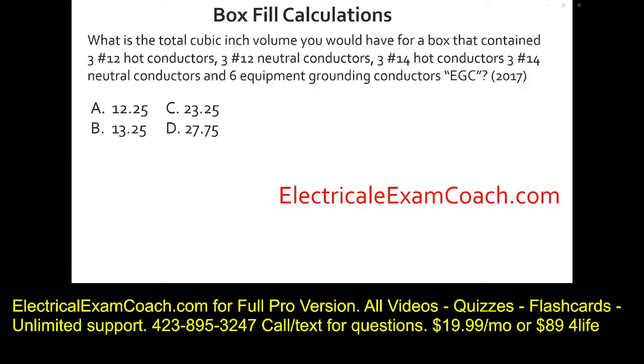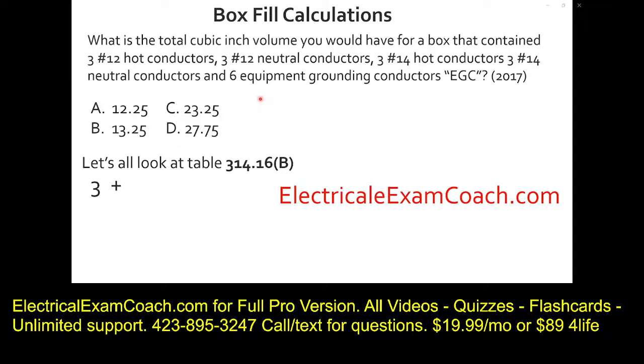Let's go ahead and do one more for the 2017. We have the total cubic inch volume, and we have 3 12 hots, 3 12 neutrals, 3 14 hots, and 3 14 neutrals, and 6 equipment grounding conductors in the box. First, let's count our 12s, because that's what we're going to group all the equipment grounding conductors with, the largest conductor in the box.